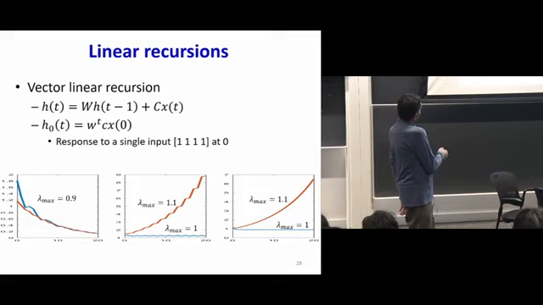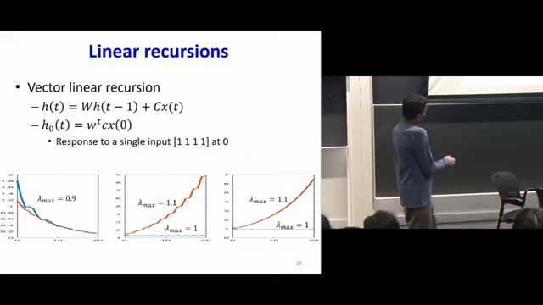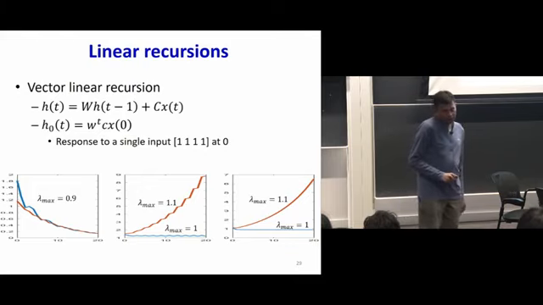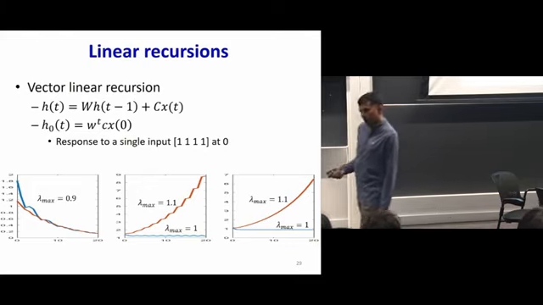If the magnitude of the largest eigenvalue is 0.9, things sort of fall off, right? Here, the magnitude of the largest eigenvalue is 1. It just stays stable. Here, the magnitude of the largest eigenvalue is 1.1. It blows up. Now, this is the same diagram. So what is the difference between these two? Anybody want to guess?